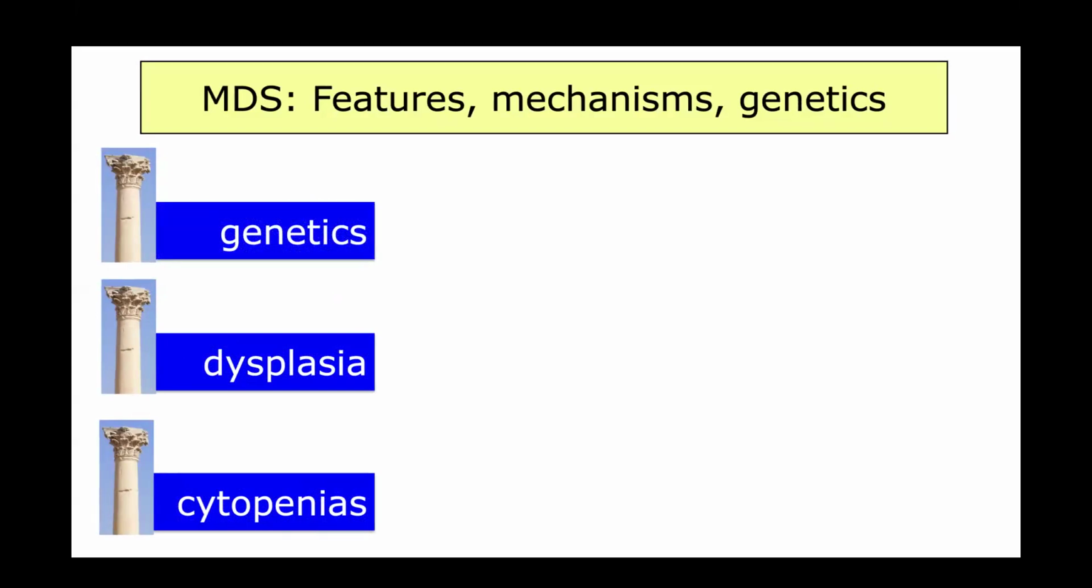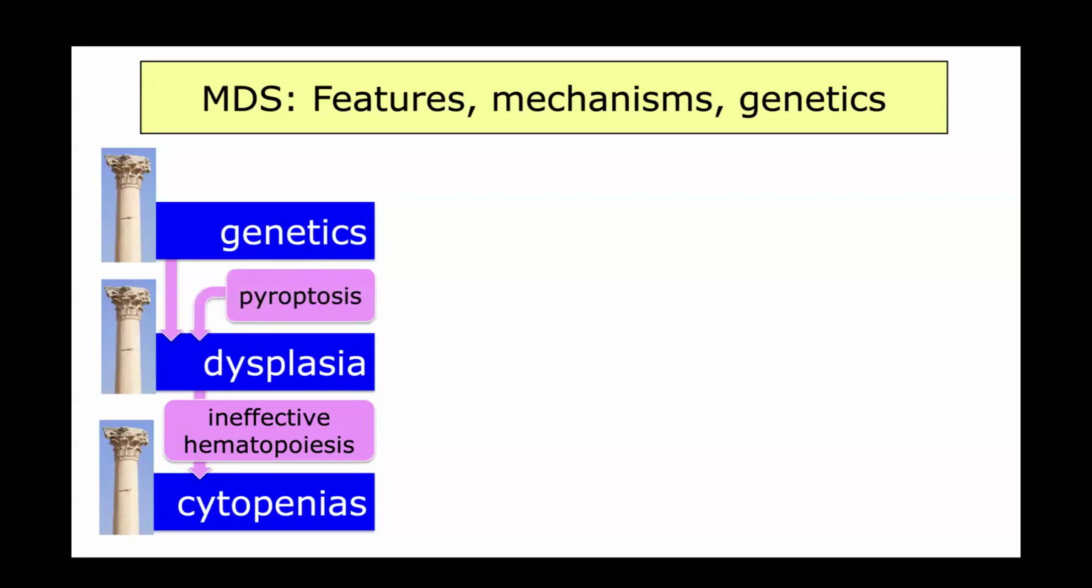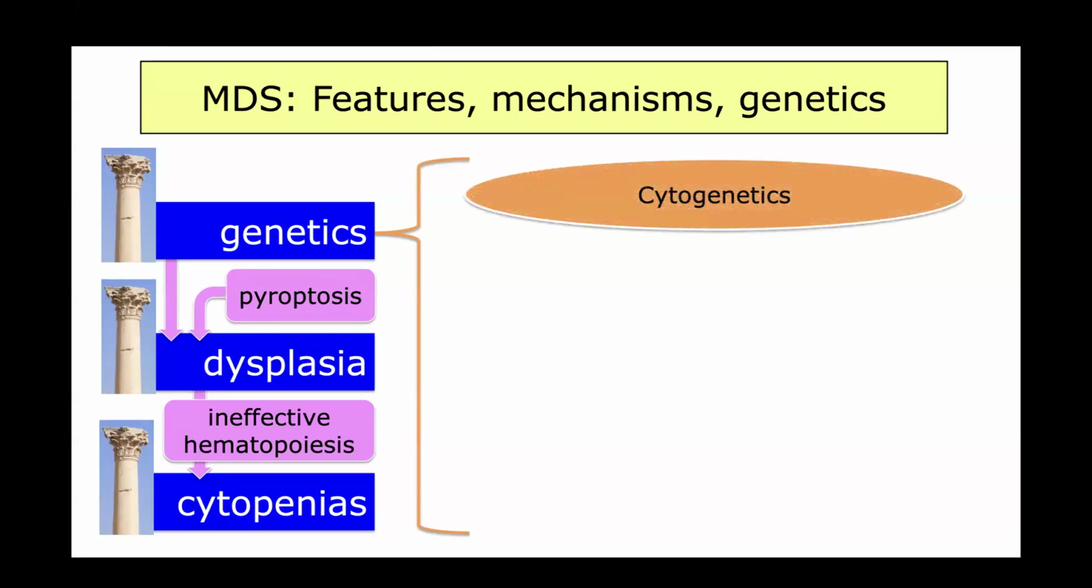And in many and most instances, now that one incorporates mutational testing, there is a genetic abnormality. And of course, it's the dysplasia, which is the morphologic manifestation of ineffective hematopoiesis, that is driving the cytopenia, with the dysplasia almost certainly a consequence of the genetic abnormality. But it's not only that, there is pyroptosis and other biologic pathways that are disrupted in patients with myelodysplastic syndromes. In the end, it's essential to do genetic testing in MDS.